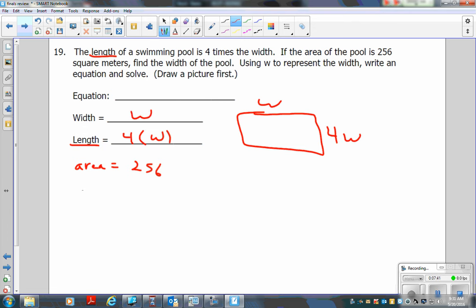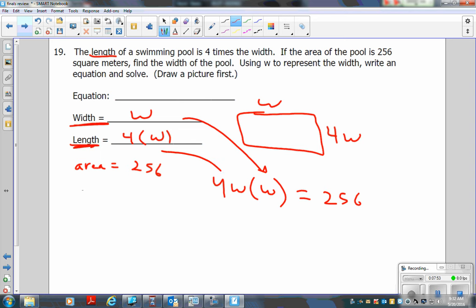To get the area, you're going to take the length, multiply by the width, and that should give you equals to the area. Again, the width is W. The length is 4W. Length times width equals the area. So that gives me the equation.